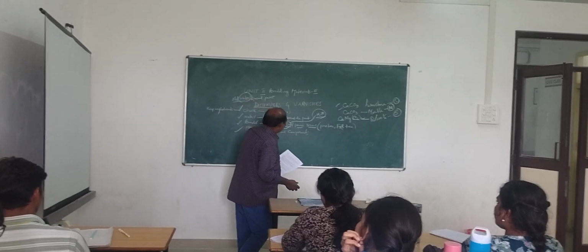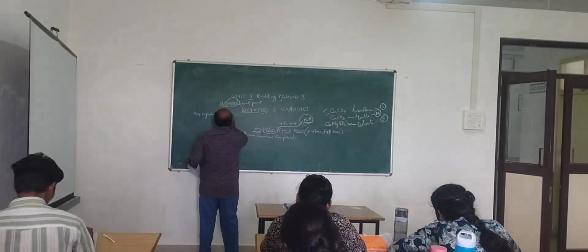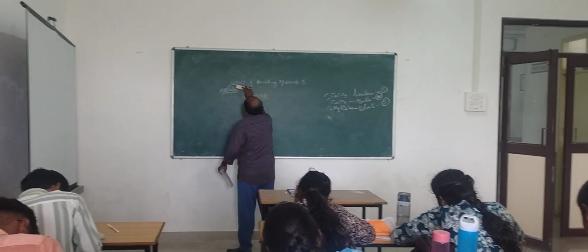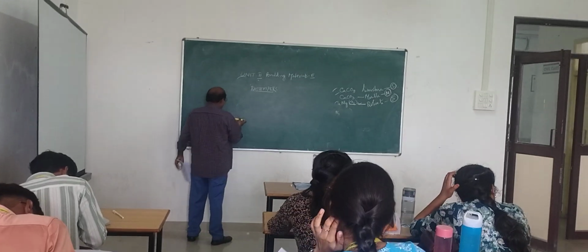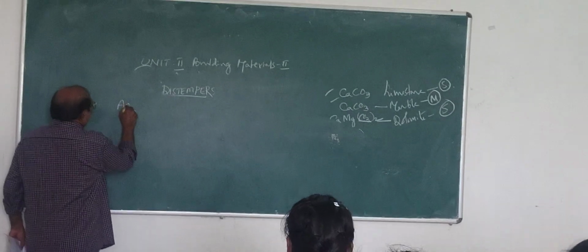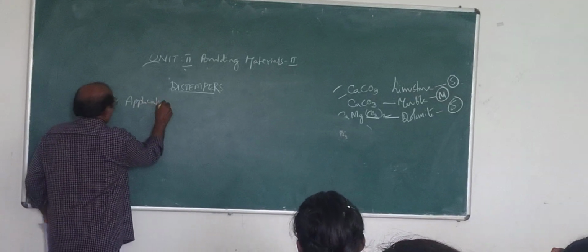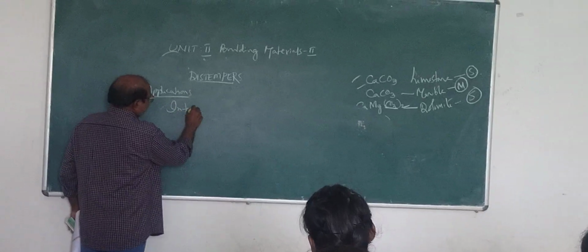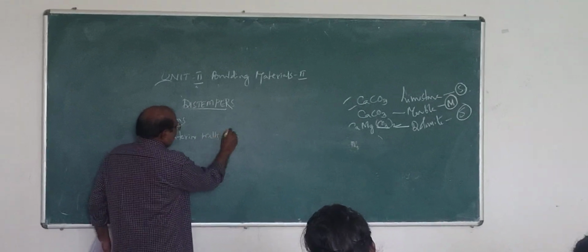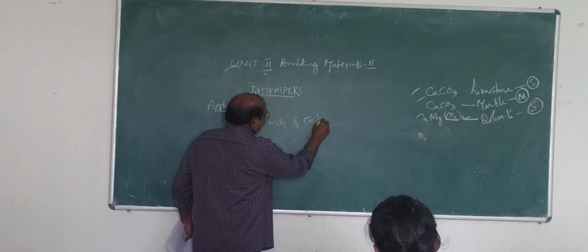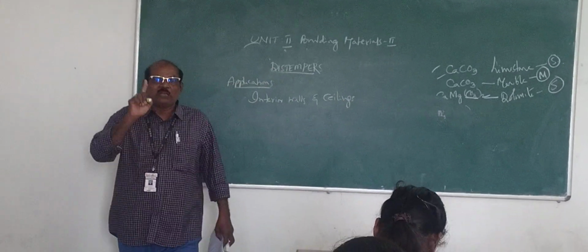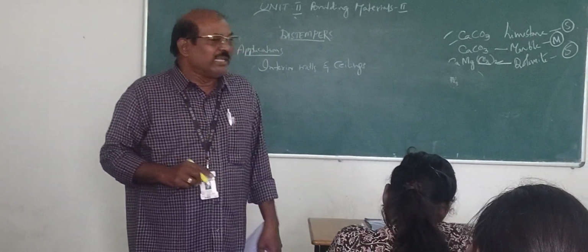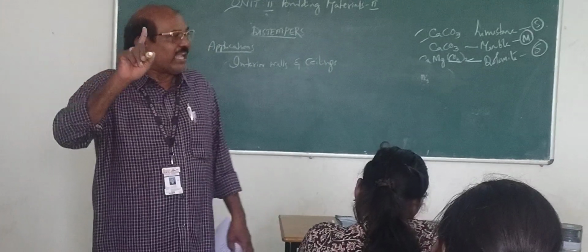Now, applications. Whatever I said, it is the same thing. Once again, I will repeat. Applications: interior walls and ceilings. That's all. Distemper is always used only for the interior of the room, the interior of the hall. Anything interior, it cannot be used for exterior.